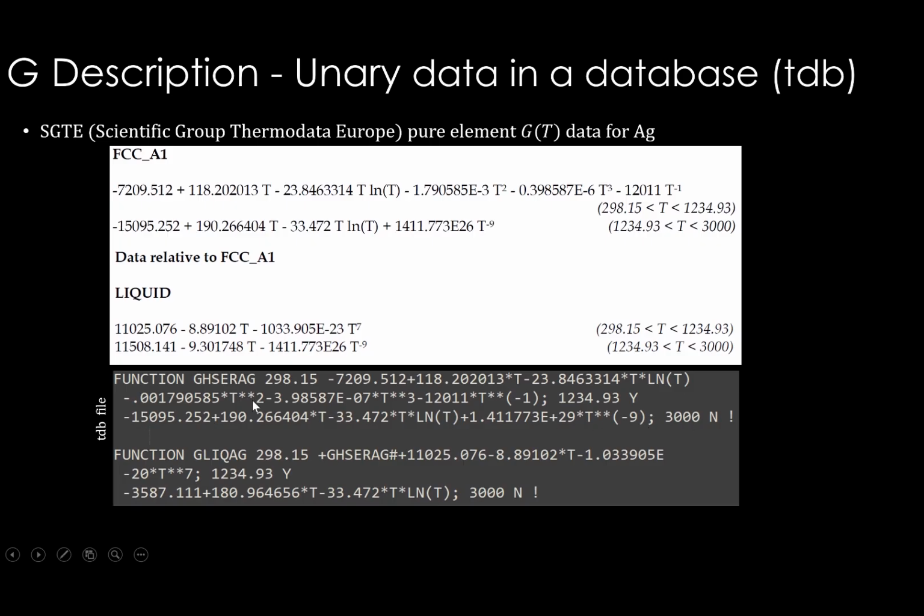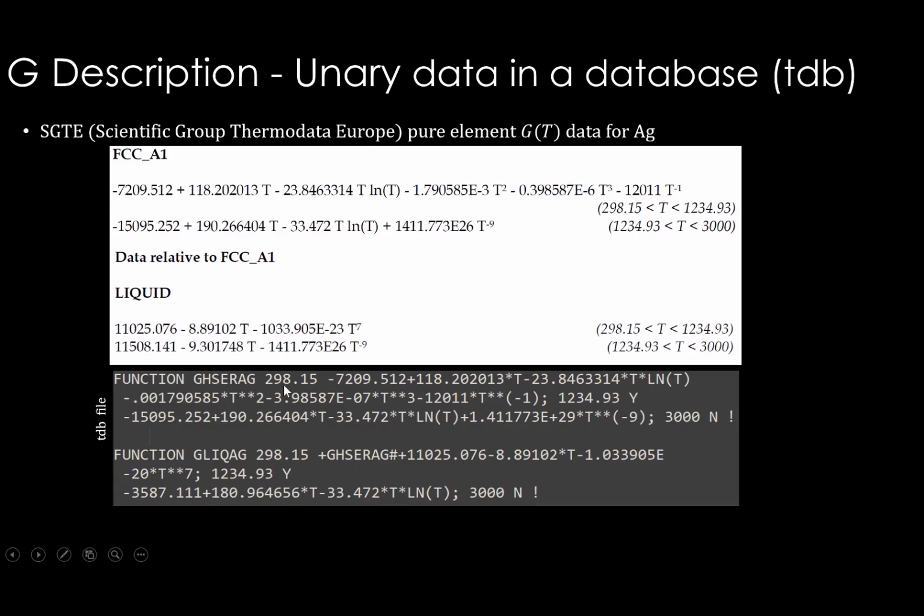Okay, this is how the TDB file is written, and this is G liquid Ag. The liquid Gibbs energy of silver is given here. Again, between a temperature range, what is the expression? Since this 11,000 value is used here, of course this is with respect to FCC A1, right? FCC A1 data is written as GHSCR. Silver in its standard elemental reference is in FCC structure.